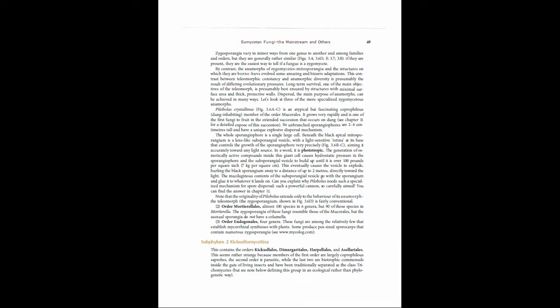2. Order Mortierellales, almost 100 species in 6 genera, but 90 of those species in Mortierella. The zygosporangia of these fungi resemble those of the Mucorales, but the asexual sporangia do not have a columella. 3. Order Endogonales, 4 genera. These fungi are among the relatively few that establish mycorrhizal symbioses with plants. Some produce pea-sized sporocarps that contain numerous zygosporangia, see www.mycolog.com.